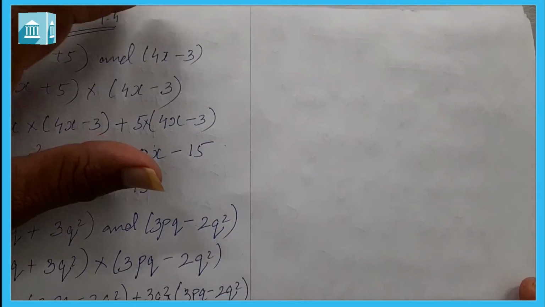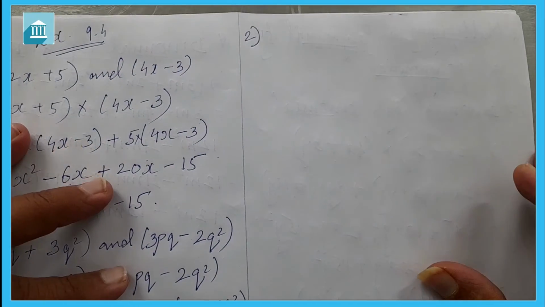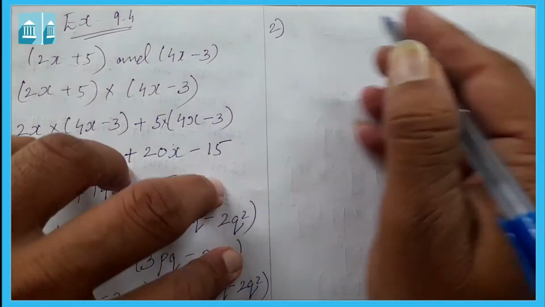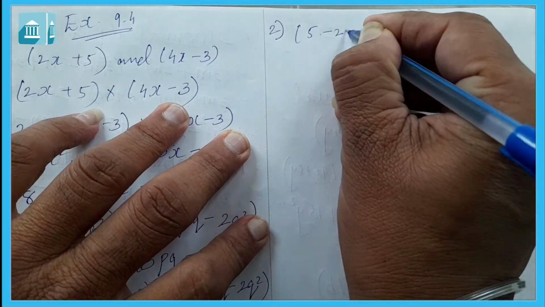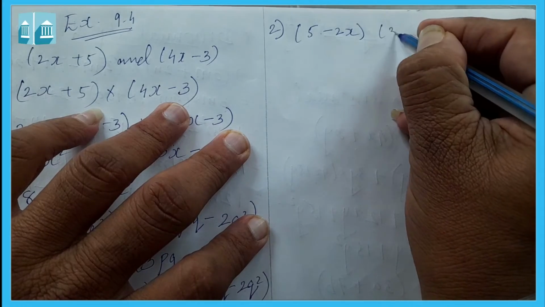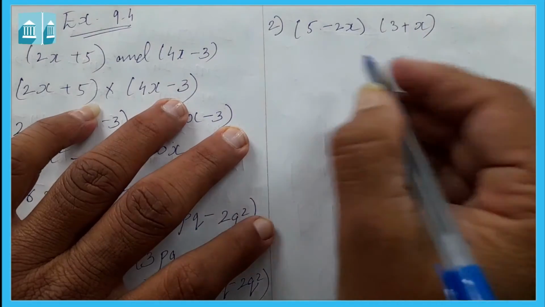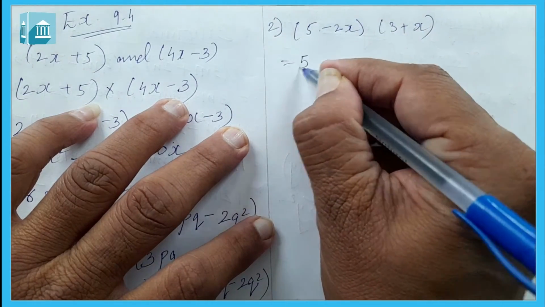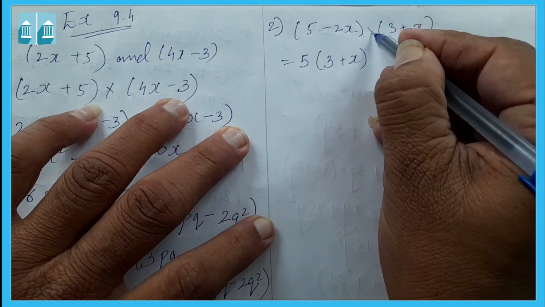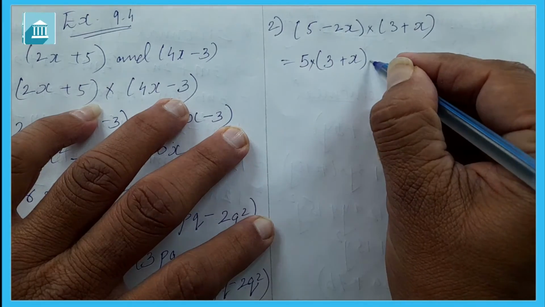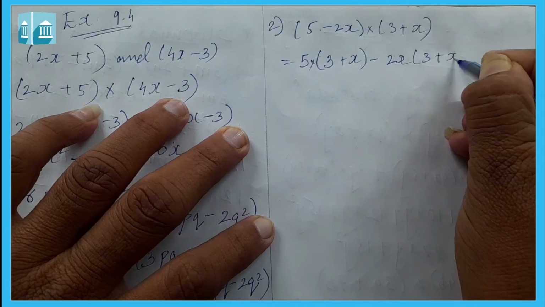Now let us see question number 2. In question number 2, find the product. The first one given here is 5 minus 2x and 3 plus x. So we need to multiply it. That is 5 into 3 plus x. Here no sign is there, it means multiply. Then minus 2x into 3 plus x.